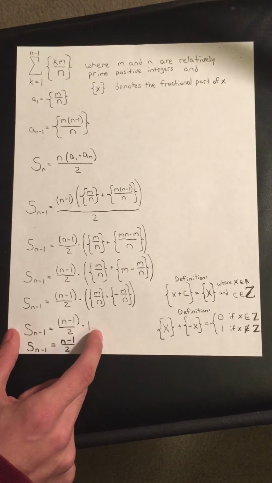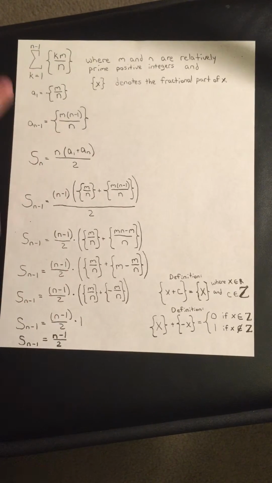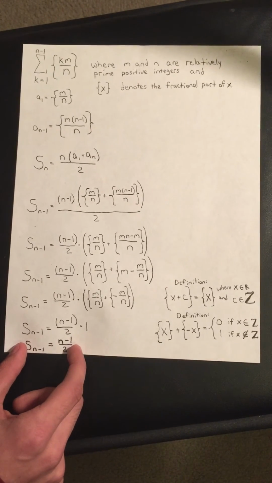So we get the sum of the first n minus 1 terms of that summation equals n minus 1 over 2. And that's the solution to this math field day problem.